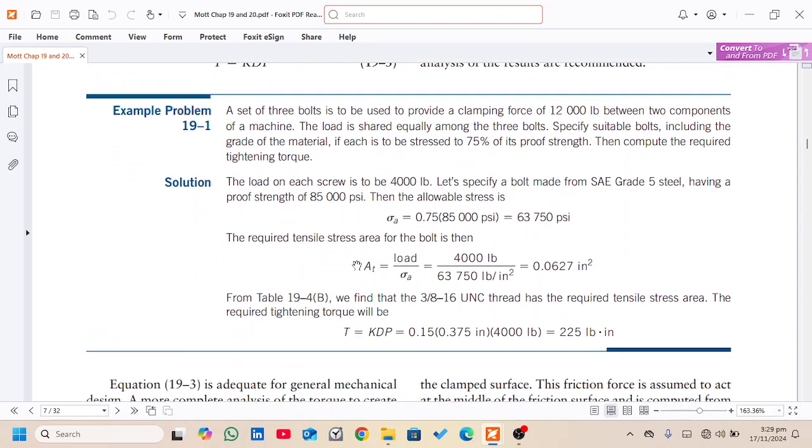Now we have to solve the first example of this chapter, chapter 19, example 19.1. A set of three bolts is to be used to provide a clamping force of 12,000 pounds between two components of a machine. The load is shared equally among the three bolts. Specify suitable bolts including the grade of the material if each is to be stressed to 75% of its proof stress. Then compute the required tightening torque. So we have to find the tightening torque.